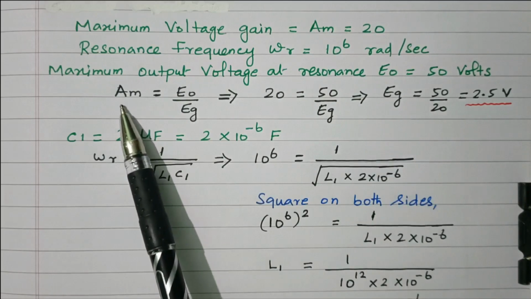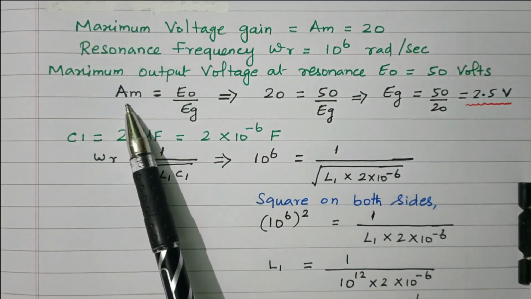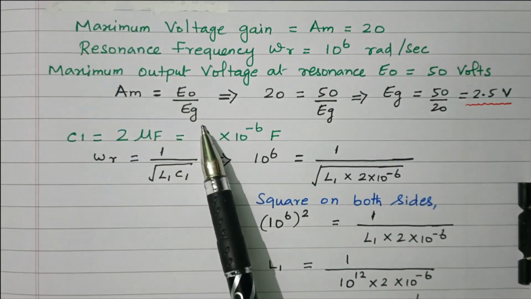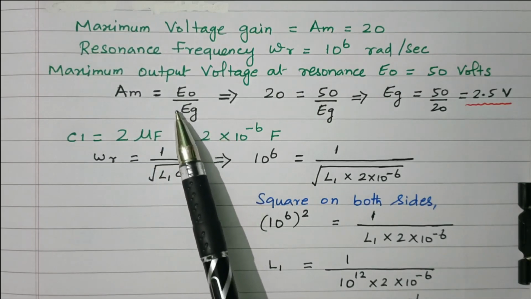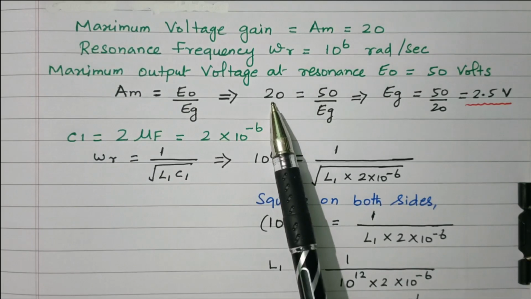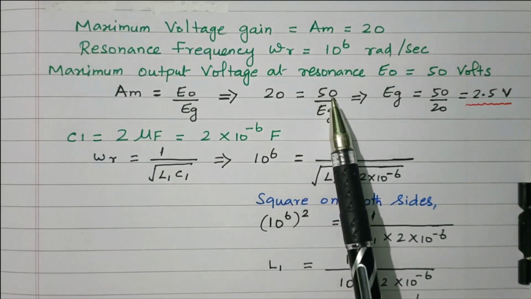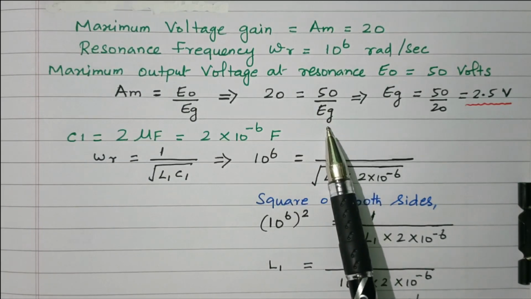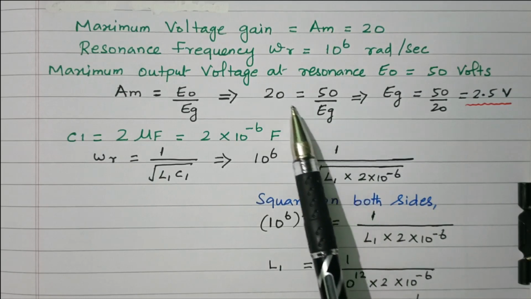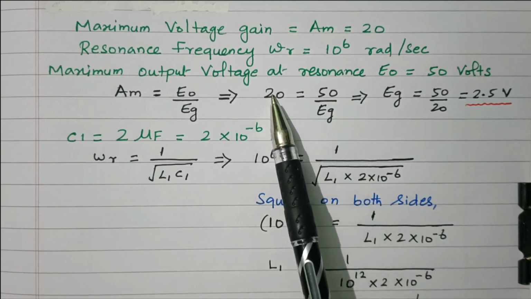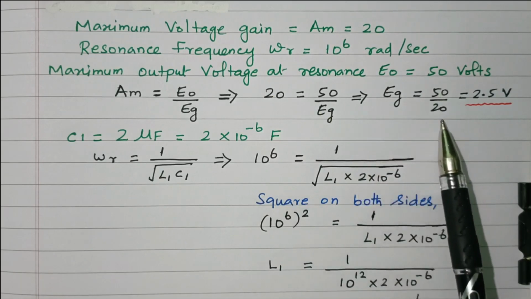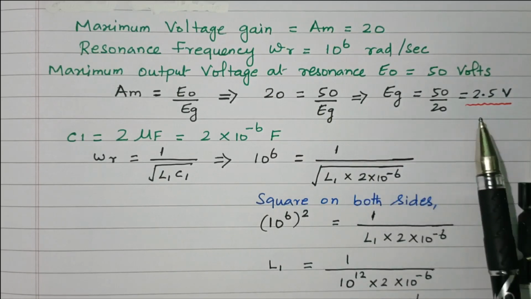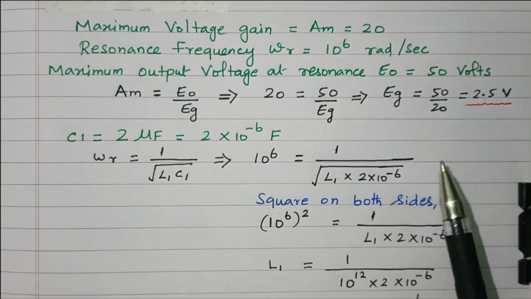So first we will use the formula. Amplification factor AM equal to E0 divided by EG, output voltage divided by supply voltage, right? The AM value is given as 20. E0 maximum output voltage is 50. From that we can easily calculate EG. Bring the EG in the numerator, bring the 20 in the denominator that side. So EG equal to 50 by 20 is 2.5 volts, right? So the supply voltage is 2.5 volts, right?